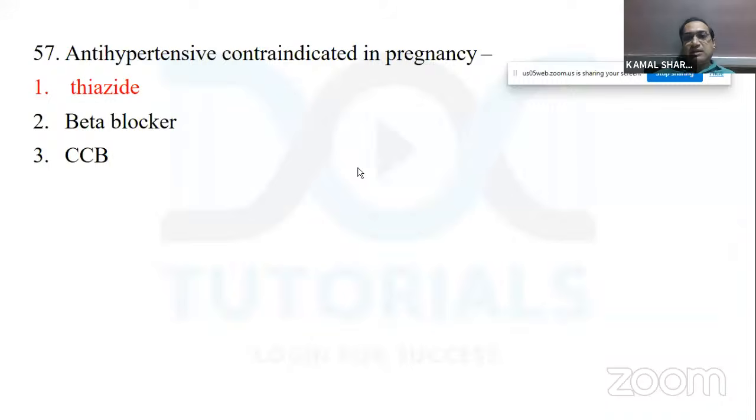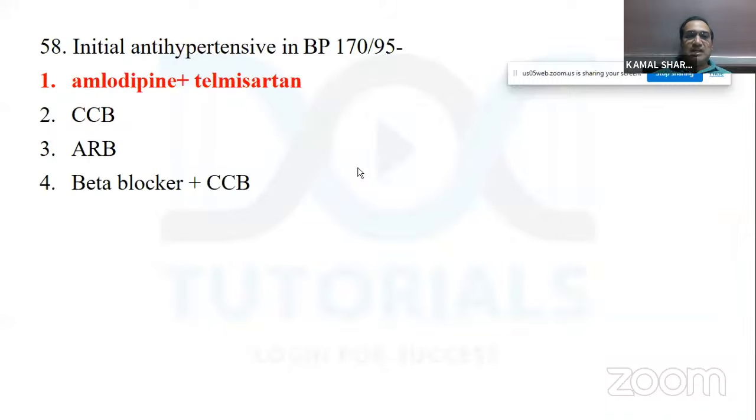So class C drugs in pregnancy include ibutilide, which was one of the options if it was given, and the other option was, of course, thiazide. Now, between the two, ibutilide is not an antihypertensive drug. Both of them have been categorized as category C, so either of the two, but thiazide you would stick to because it's the traditional teaching as the drug which is not given in pregnancy.